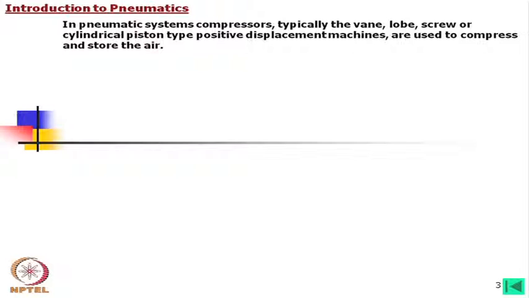In pneumatic systems, compressors, typically vane, lobe, screw or cylindrical piston type positive displacement machines, are used to compress and store the air. Here again I would like to mention that in the case of pneumatics or compressible fluids, the hydrostatic units, that is pump and motor, are in nature positive displacement. This means that their volume displacement ideally will be equal to their geometric displacement. It is not like hydrokinetic machines.